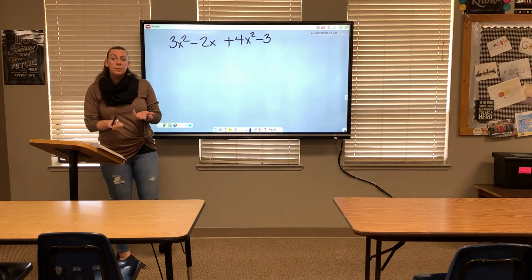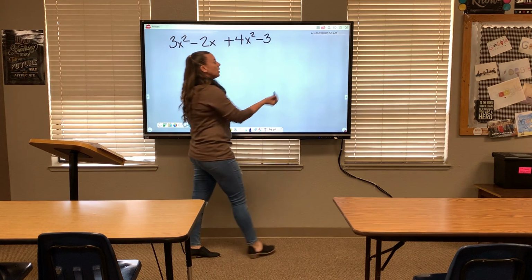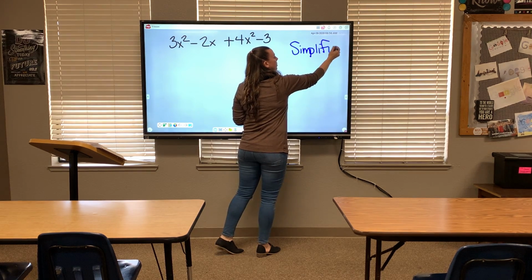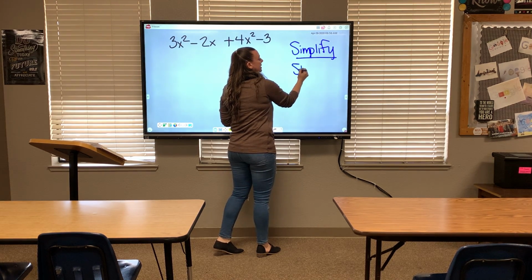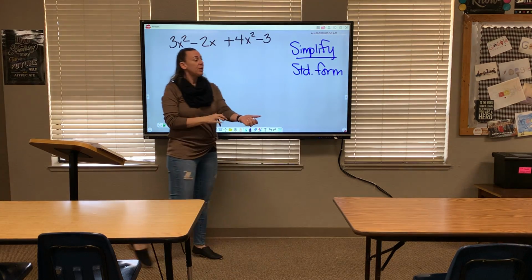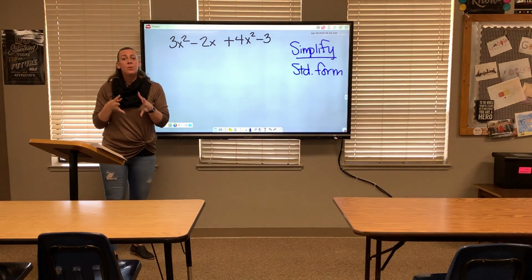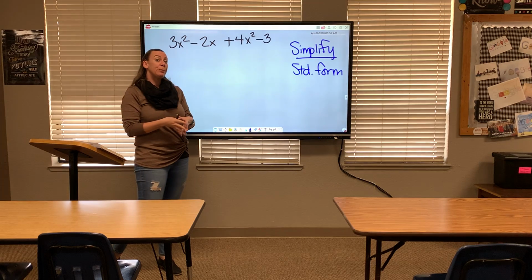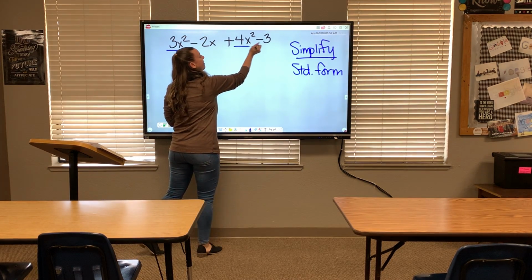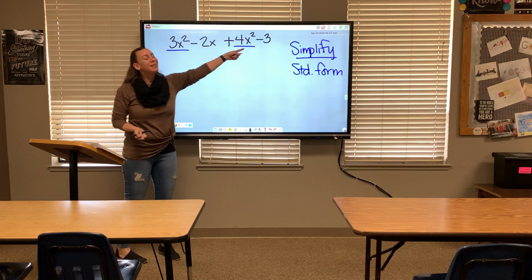Let's go ahead and try this one. Now what we want to do is simplify and then put it in standard form. Simplify means I want to find any like terms. I have a 3x squared here, and I have a 4x squared. Those are like terms.